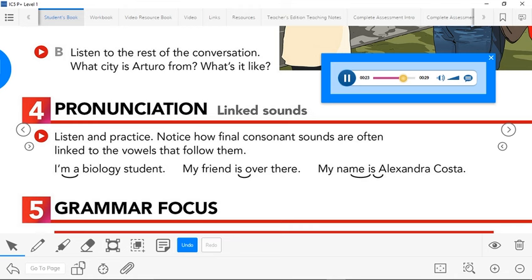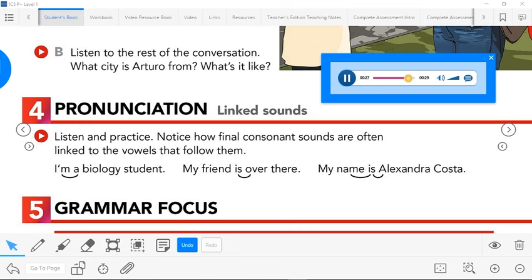Okay, let's listen one more time. Consonant sounds are often linked to the vowels that follow them. I'm a biology student. My friend is over there. My name is Alexandra Costa. Do you notice?